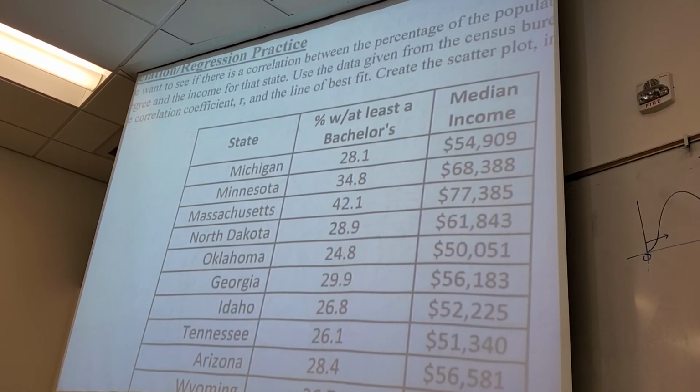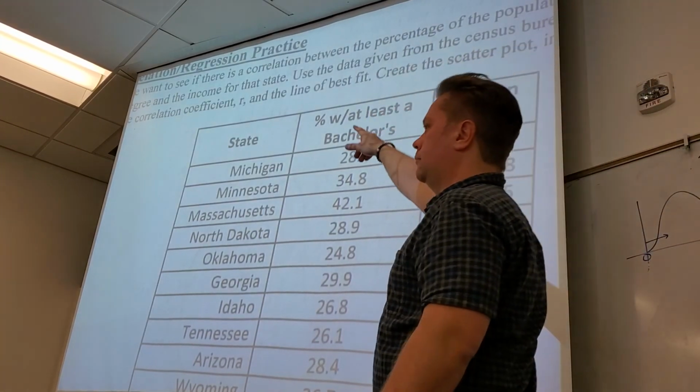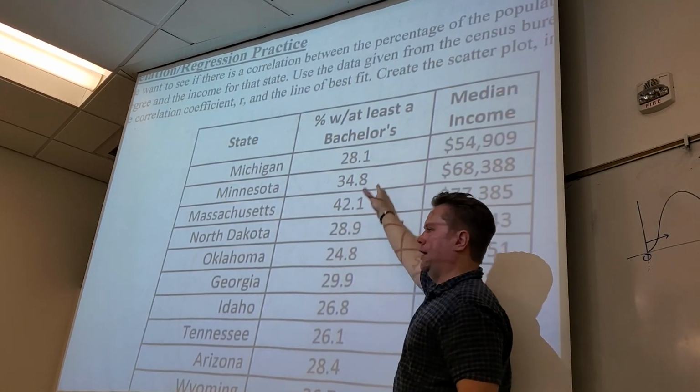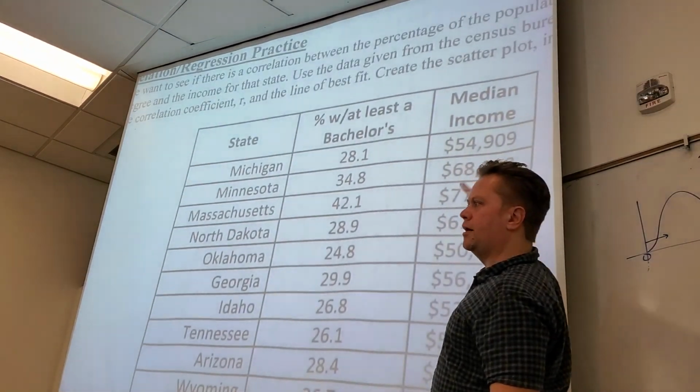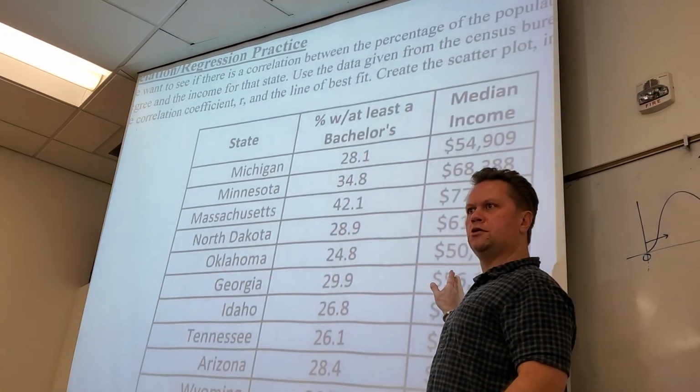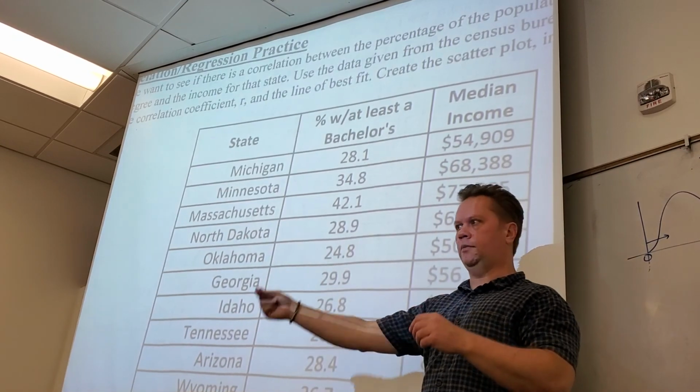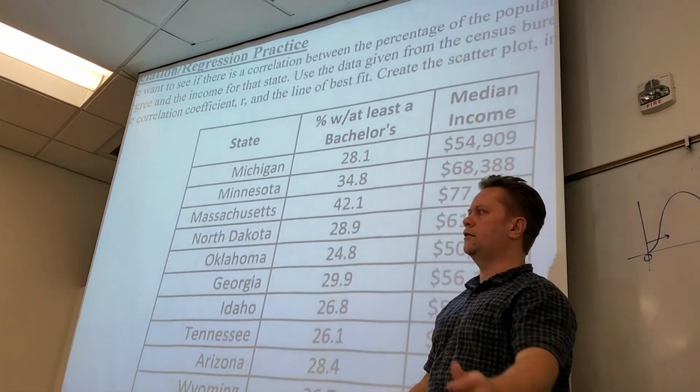Now listen. What kind of problem is this going to be? What are you going to have to find from this data? It's a regression correlation problem, right? So these are my x's, these are my y's. If you put them in list 1, list 2, you can do the lin reg. You can find the line of best fit. You can find the R value.